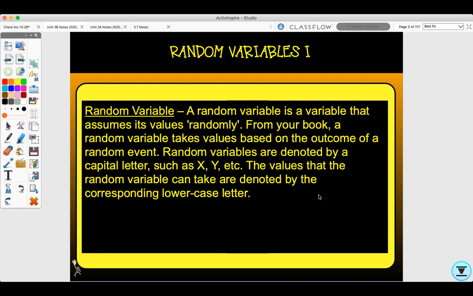Today we're going to talk about random variables. A random variable is a variable that assumes its values randomly. From your book, a random variable takes values based on the outcomes of a random event. Random variables are denoted by a capital letter such as X, Y, etc. The values of these random variables are denoted by corresponding lowercase letters.